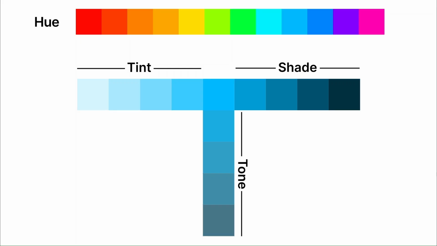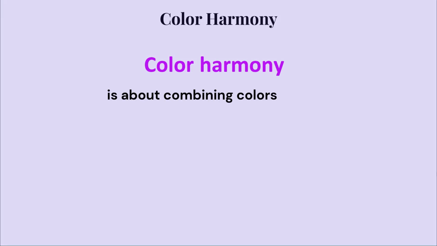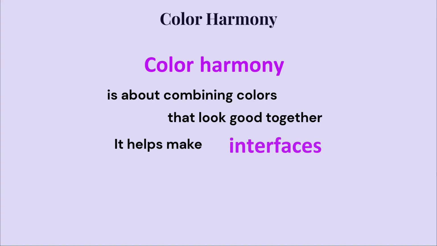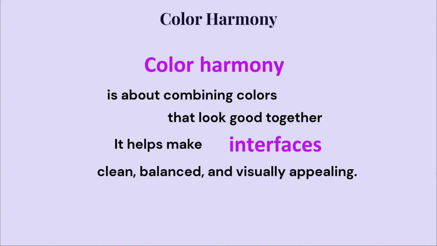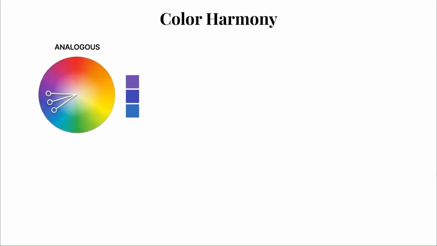How do you pick colors that actually look good together? I use color harmony. Color harmony is about combining colors that look good together. It helps make an interface clean, balanced and visually appealing. First we have analogous. These are the colors right next to each other on the color wheel. There is little contrast between the colors, giving a calm, cohesive feel for your UI.